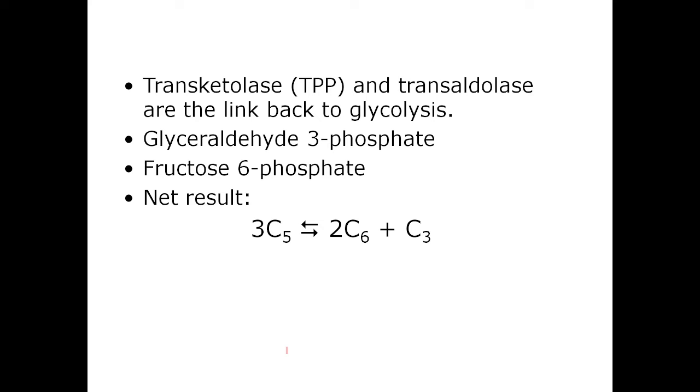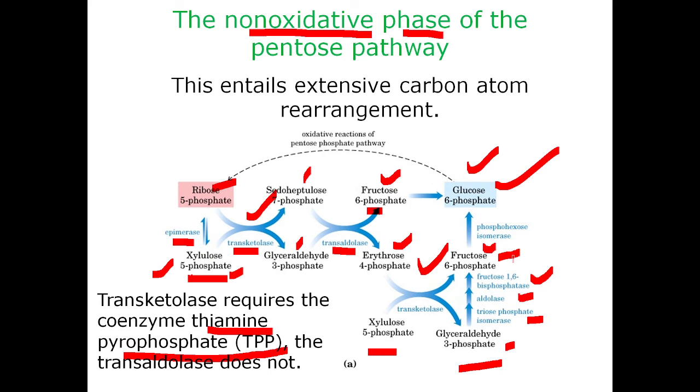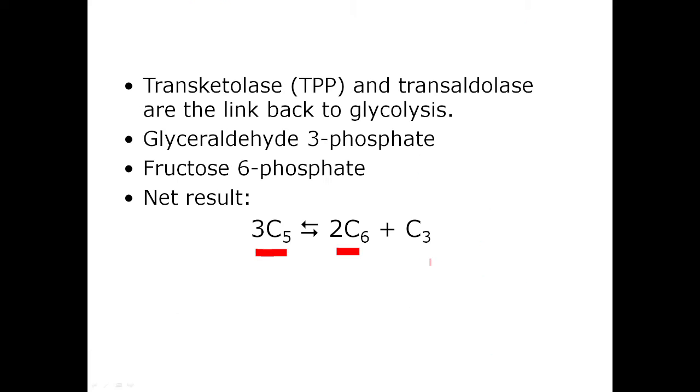Glyceraldehyde 3-phosphate and fructose 6-phosphate are part of this glycolysis. Basically, what is happening is that 3-carbon sugars are combining, and we are getting 2 6-carbon sugars, that is fructose 6-phosphate. You can see here we are getting fructose, here we are getting fructose. This is 6-carbon, and we can get the 3-carbon sugar. Okay, this glyceraldehyde also we get here.